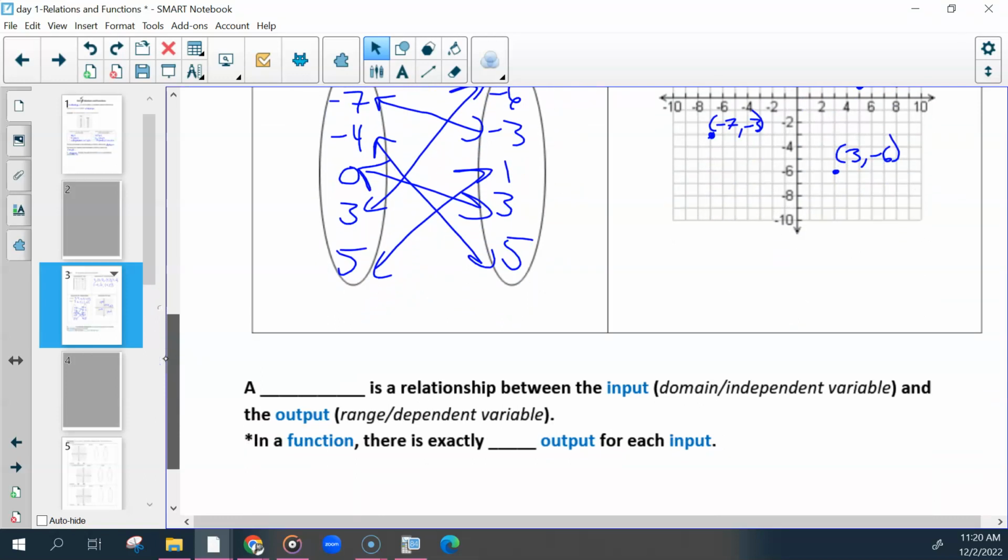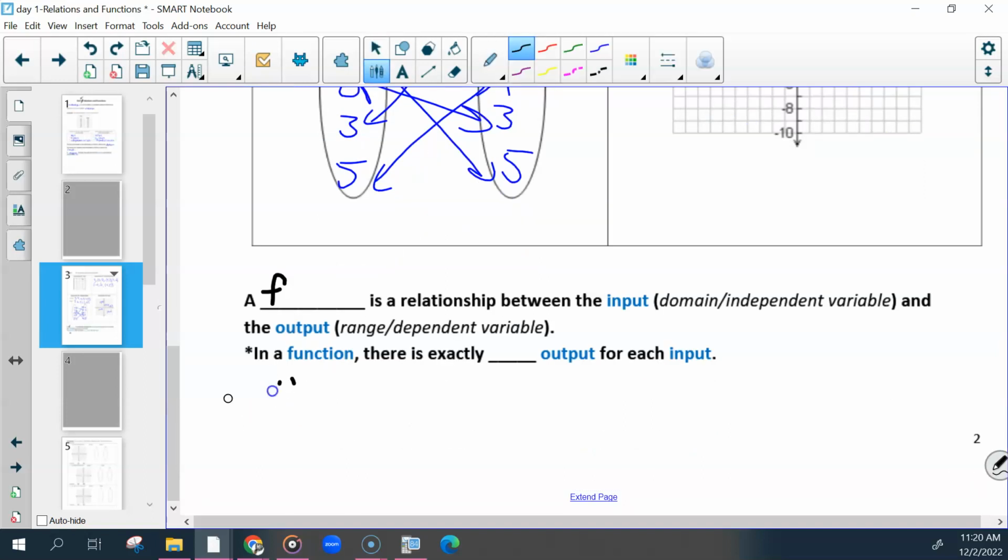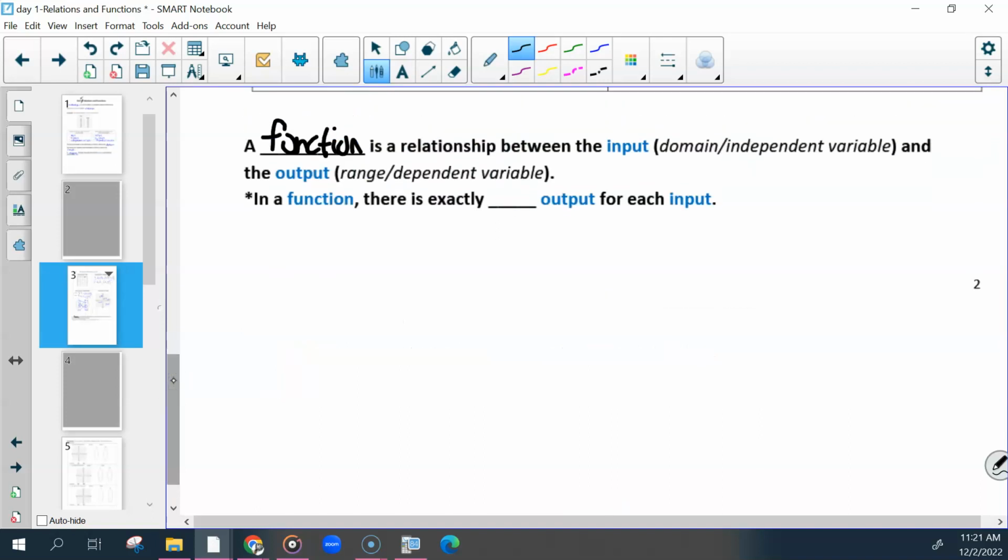Anyone want to take a guess as to what this might be? A function is a relationship between the input and the output. So a function shows the relationship between the input or the domain, the x values, the independent variable, and the output, the range, the y values, the dependent variable. And in a function, there is exactly one output for each input. What that means is your x values cannot repeat.